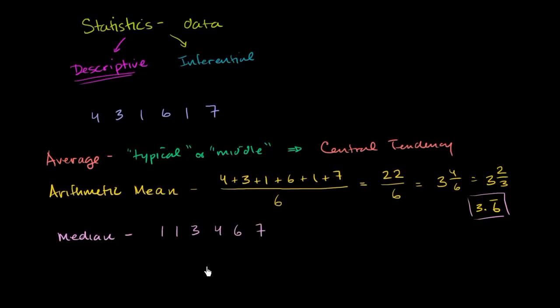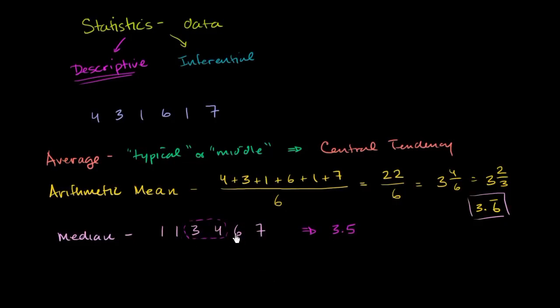So what's the middle number? Since we have an even number of numbers, we have 6 numbers, there's not one middle number. You actually have 2 middle numbers right over here, the 3 and the 4. When you have 2 middle numbers, you go halfway between these 2 numbers, essentially taking the arithmetic mean of these 2 numbers to find the median. So the median is halfway in between 3 and 4, which is 3.5. So the median in this case is 3.5.